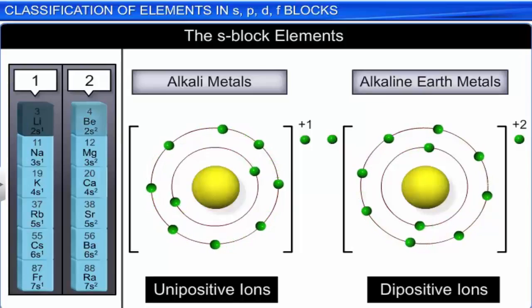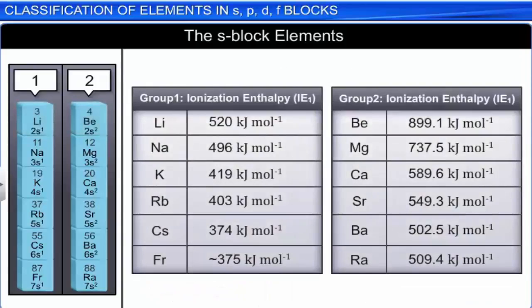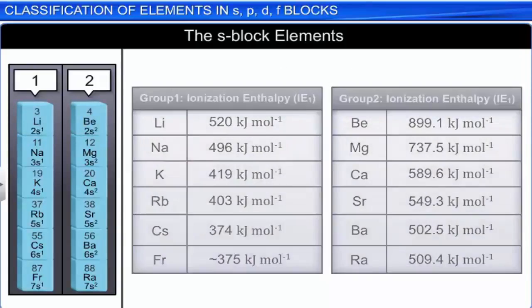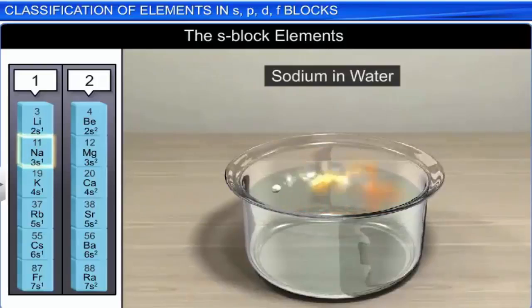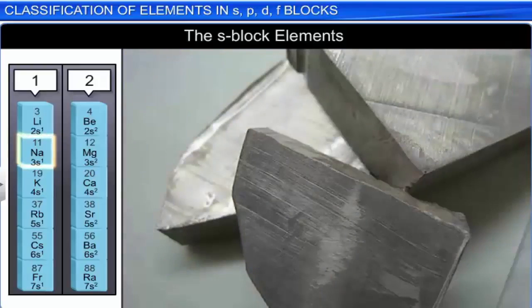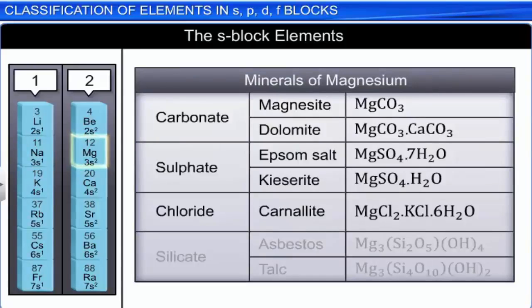Due to low ionization enthalpies, S block elements are highly reactive and therefore are never found in pure form in nature. They always occur in combined form in nature. For example, magnesium occurs in the combined state as carbonates, sulfates, chlorides, and silicates, but never as pure magnesium. The metallic character and chemical reactivity of S block elements increases as we go down the group.